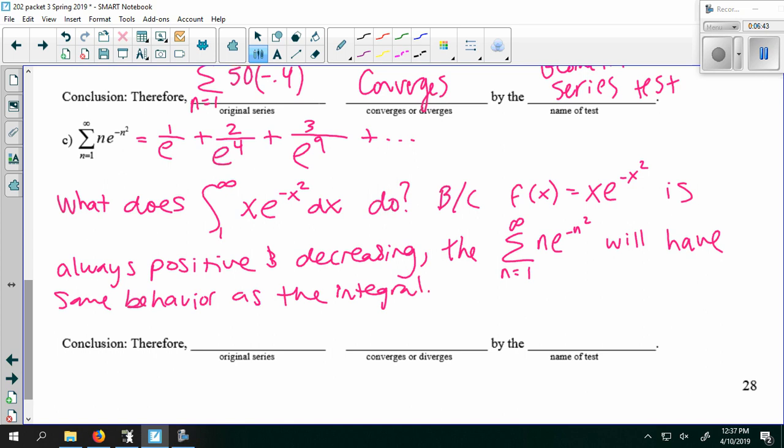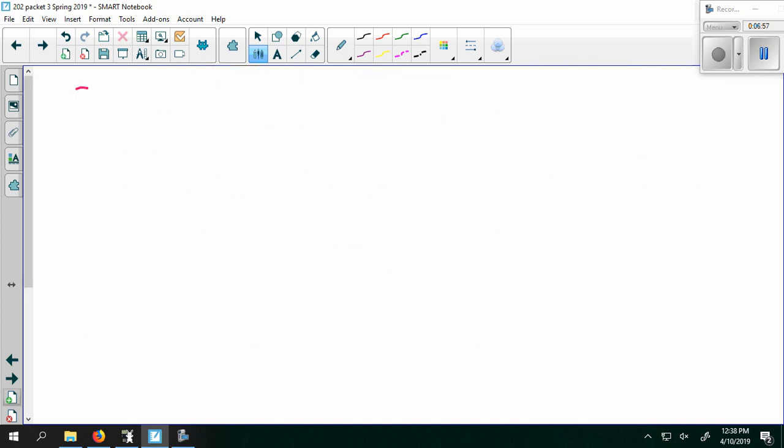So next step is I need to figure out what the integral of x e to the negative x squared dx does from 1 to infinity. So I'm going to get a new slide to work on this. The integral of x e to the negative x squared dx, I didn't put any bounds on here. I'm just going to work on finding an antiderivative first, and then I'll evaluate with the bounds.